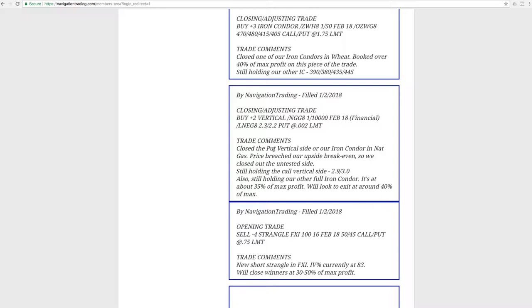Next trade was a closing adjusting trade in Nat Gas. So we closed out the put vertical side of our iron condor. Price breached our upside break even, so we closed out the untested side. So we're still holding that call vertical side. And as I mentioned, we're still holding the other full iron condor as well.